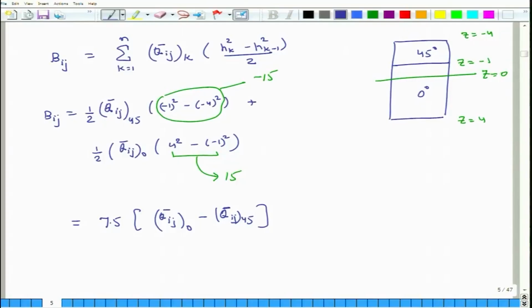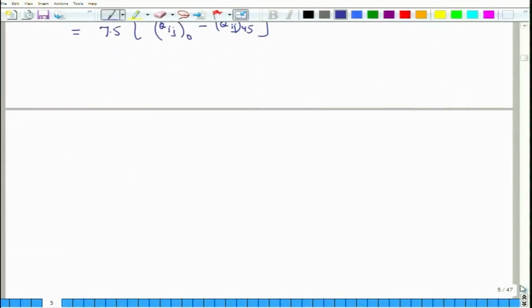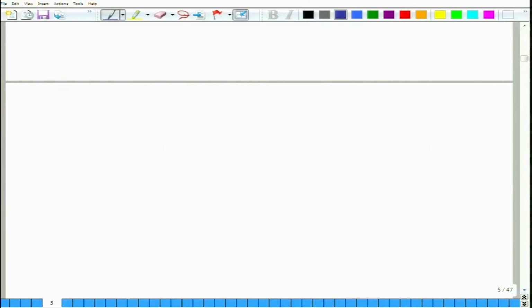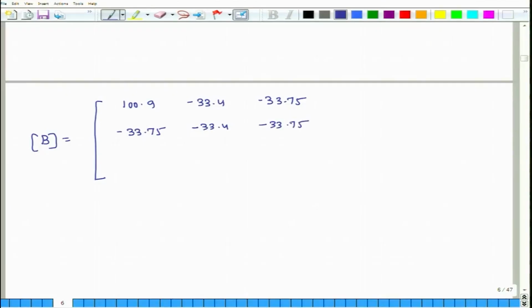So, using this I can calculate different values of the B matrix, and if I do all the computations, what you find is that the B matrix looks something like this: 100.9, minus 33.4, minus 33.75, minus 33.75, minus 33.4, minus 33.75, minus 33.75, minus 33.75, and the last element is minus 33.4. Okay.